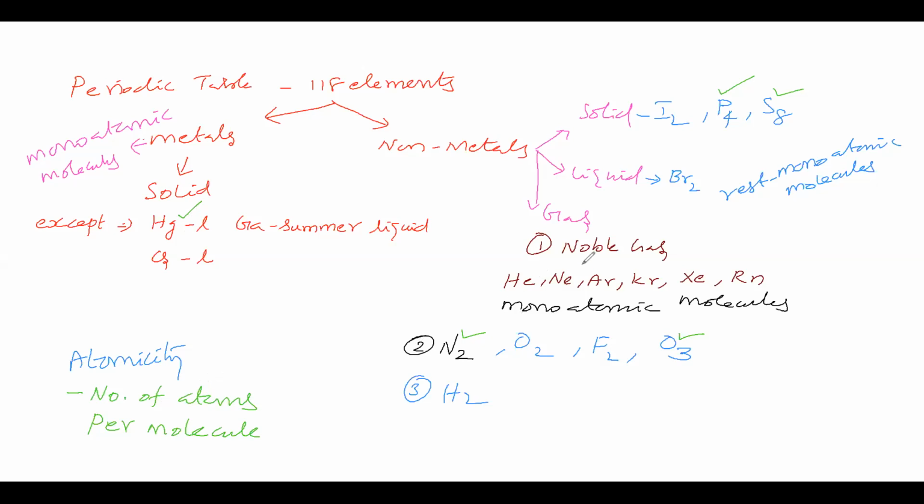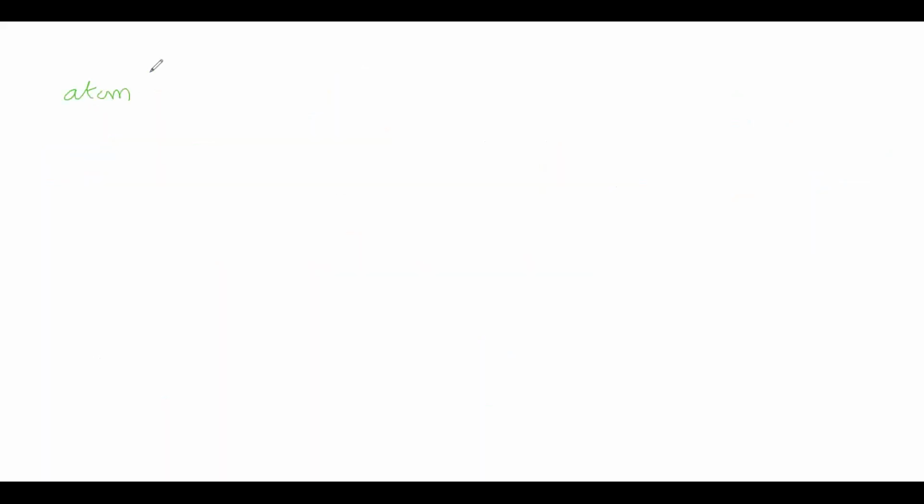So the diatomic ones are N2, O2, F2, Br2, I2, H2. Triatomic is ozone. Tetraatomic is phosphorus P4. Octaatomic is S8. Remaining all are monoatomic. There may be one or two exceptions, but from the syllabus point of view, this is it. So we discussed how the periodic table elements are there. Next we will see atom, molecule, element, compound.